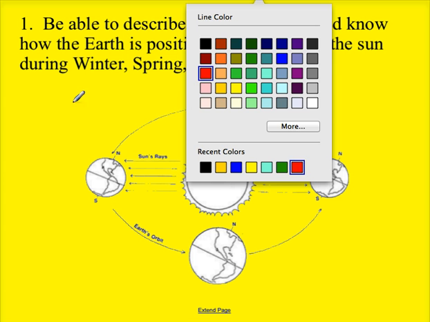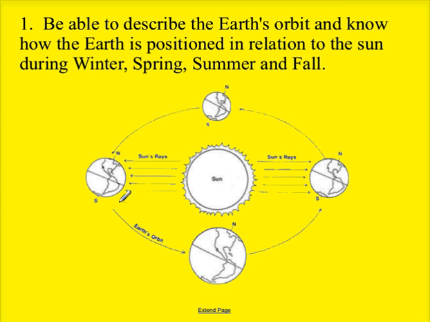So for example, on a test, it's not going to have these arrows in here showing the direction in which the Earth revolves around the sun. So you're going to have to know which direction it goes, and it goes counterclockwise. Then what you're going to have to be able to do on a test is write in here and tell me what the seasons are.